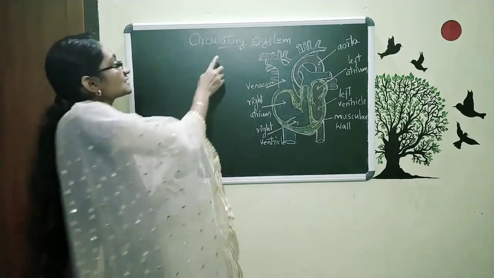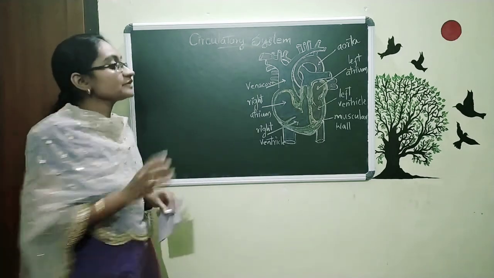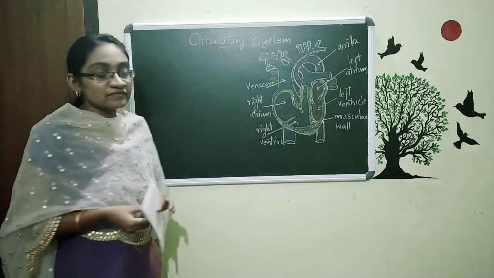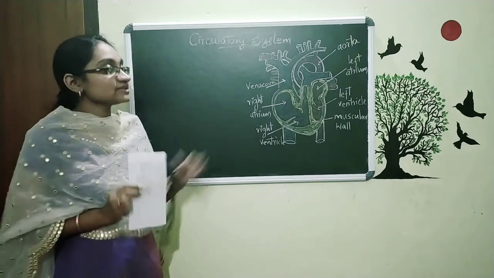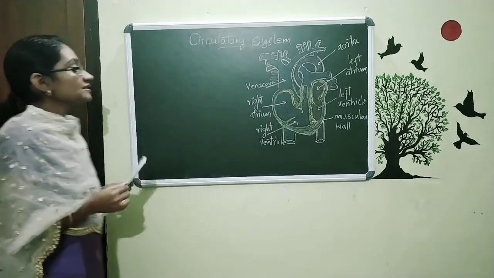Our chapter name is circulatory system. In the last two classes we discussed different topics in this chapter. Today we are going to conclude this, and the left topic is heart. We are going to discuss that.